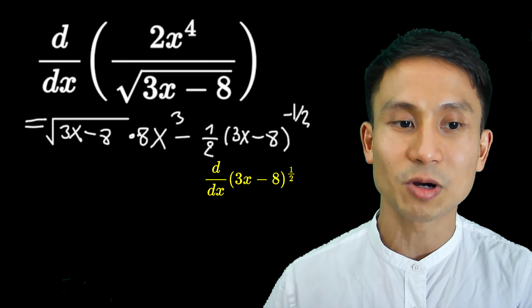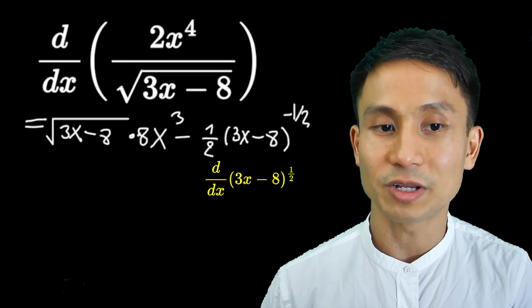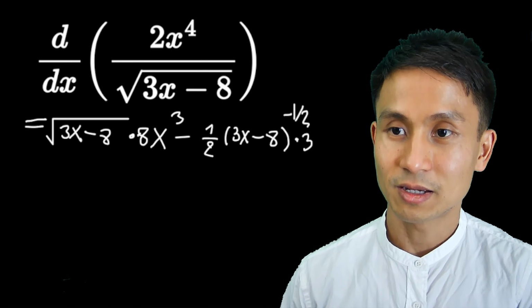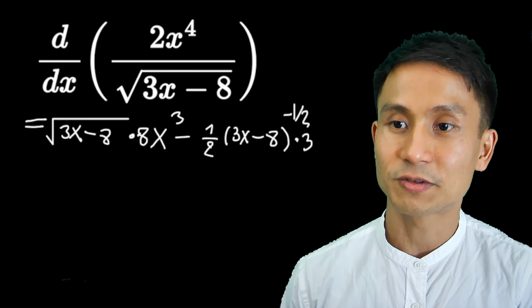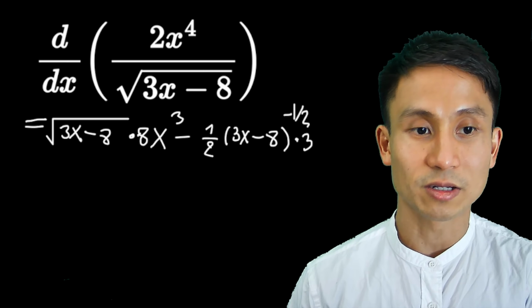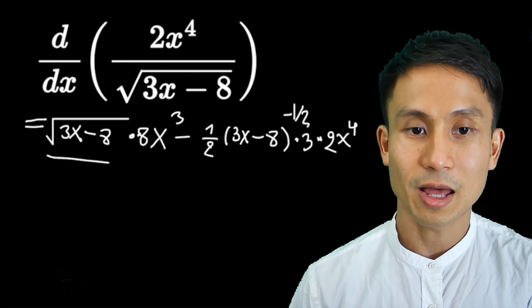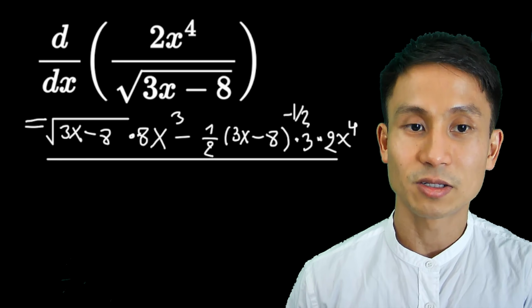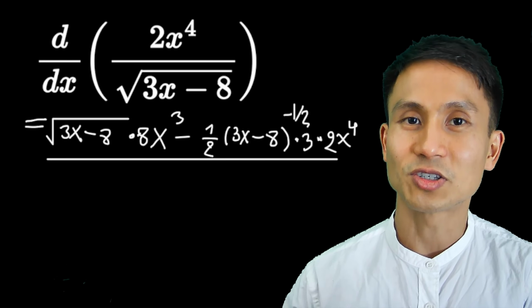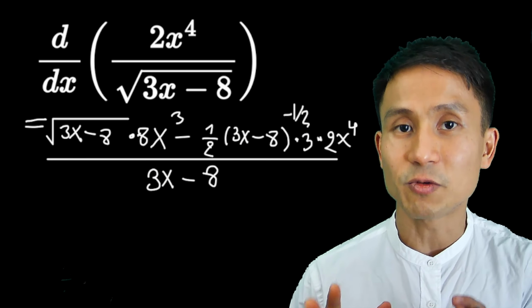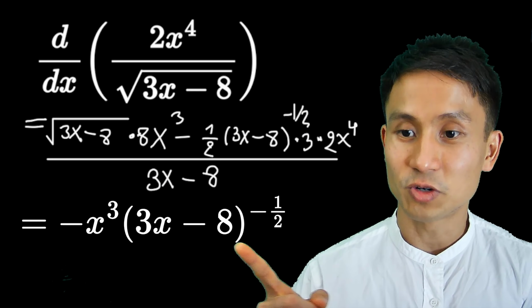And then we would need to multiply by the derivative of the inner function as well. So that means we need to multiply 3 outside here. And that is just the derivative of square root 3x minus 8. And the other part is kept the same, which is 2x to the 4. We write down. And all this is divided by the square of the bottom part. The square of a square root is just the thing inside. So that would be 3x minus 8. And that is the key result. If you want to simplify it, then you would get something like this.